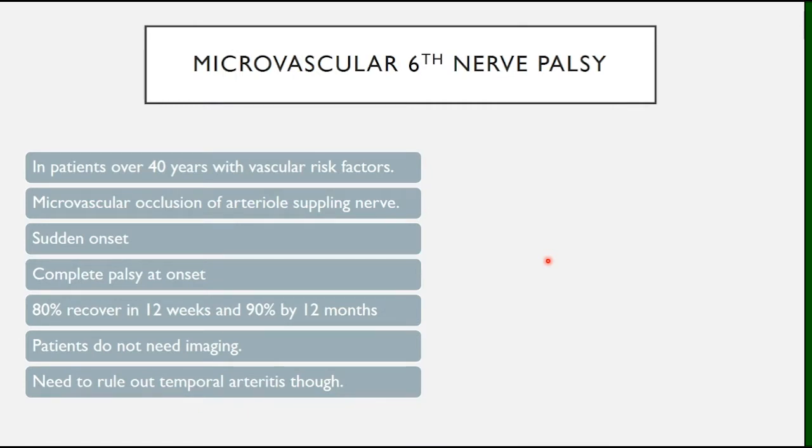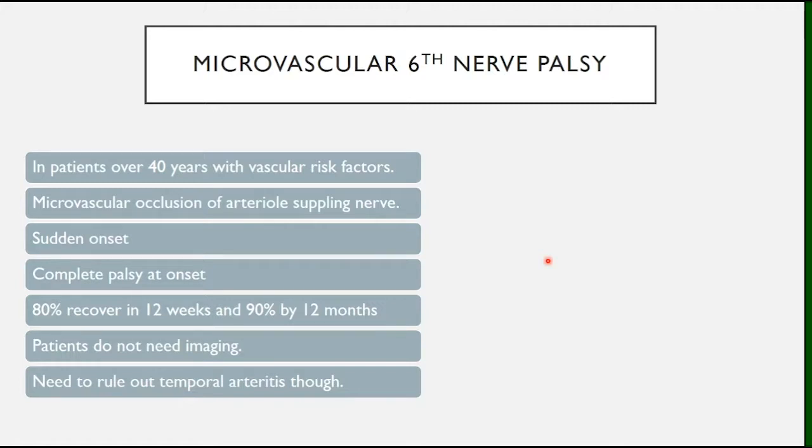So we'll talk about microvascular sixth nerve palsy. In patients above 40 years with vascular risk factors, as he was, diabetic, hypertensive, there is microvascular occlusion of the arteriole, and usually it is sudden in onset and there is complete palsy at onset. But most of them recover: within 3 months 80% recover, and by 1 year 90% recover. So these patients don't need imaging, but you need to rule out temporal arthritis.